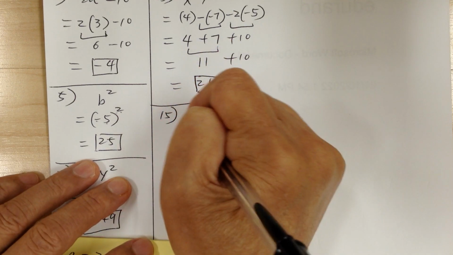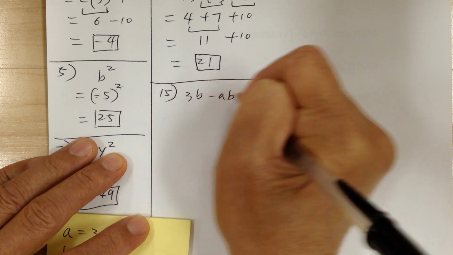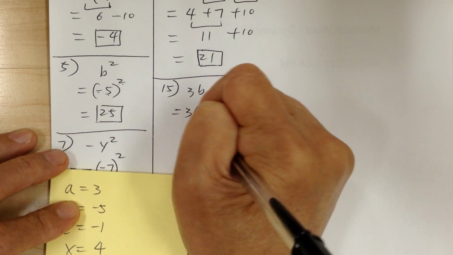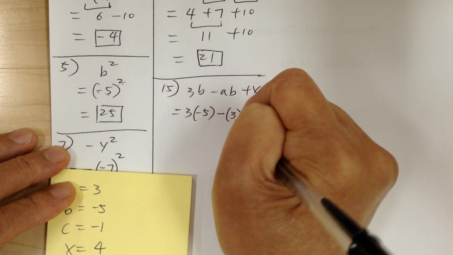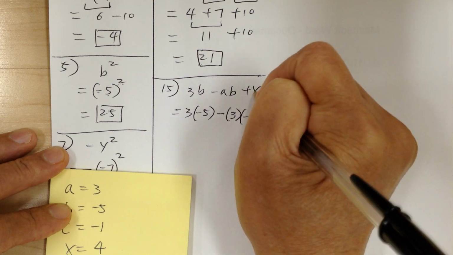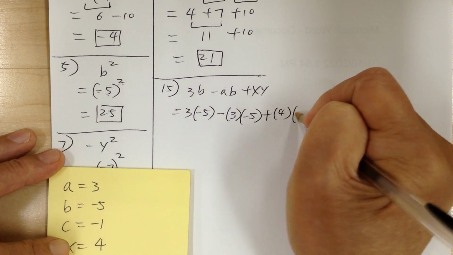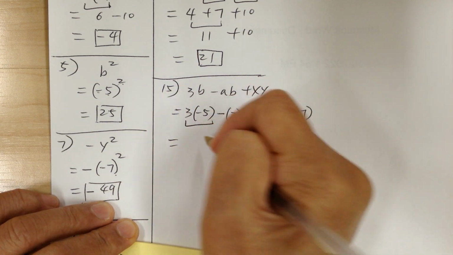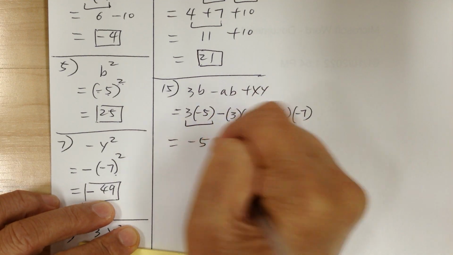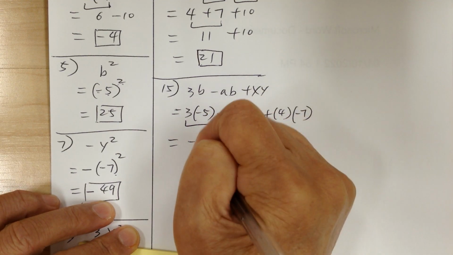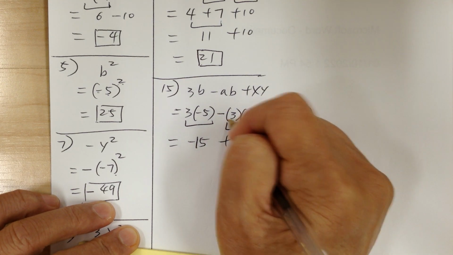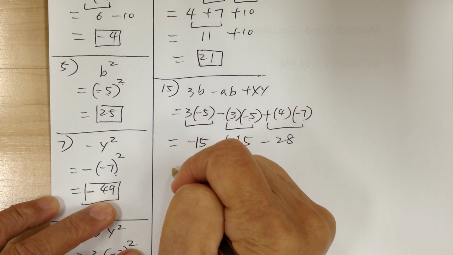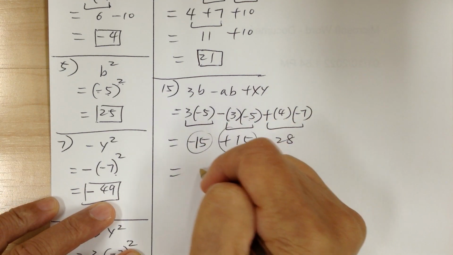15, you got 3b minus ab plus xy. So b is -5, a is 3, b is -5, x is 4, and y equal to -7. Again, whatever you substitute, put in parentheses. Now you can work it out. This is multiplication, so it'll be -15, plus negative times negative is plus, right? Plus 15, and this would be -28, and so this would cancel out. So the answer would be just -28.